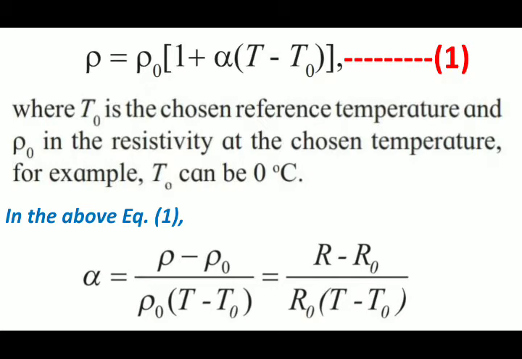Now see equation number 1. If you open the bracket, rho naught is already out of the bracket. So if you open the bracket, you can have one equation. Now what you have to do is separate the alpha. You have to keep the alpha on the left hand side and the remaining terms on the right hand side. So you will have rho minus rho naught upon rho naught in the bracket T minus T0. And instead of writing rho, we can write that rho is equivalent to resistance, that is R. So we can have R minus R0 upon R0 in the bracket T minus T0. Now label this as equation number 2.